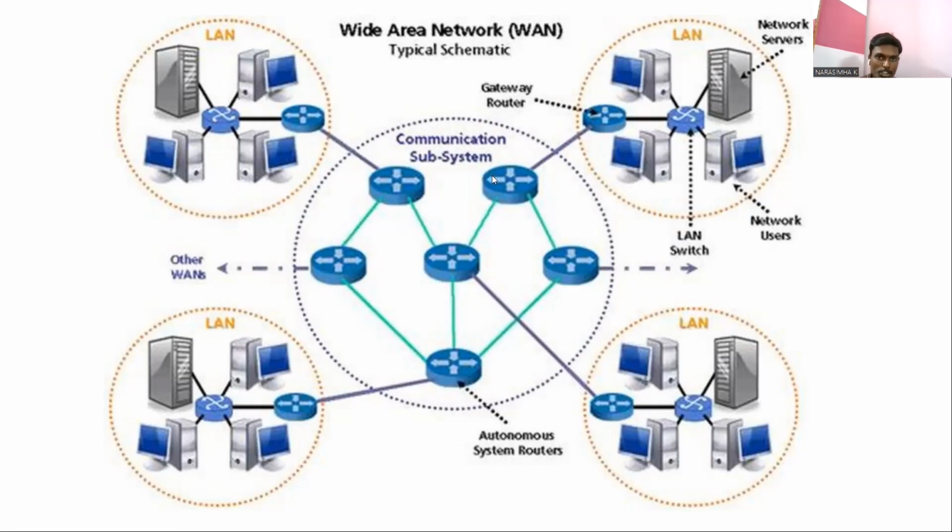This is a communication subsystem. And other WANs are there, and all the WANs are connected again to a single server. This is an autonomous system of routers. And here it is a typical system. So this is a small diagram I want to show, by which you can get a clear idea of what computer network design is. So have a look.